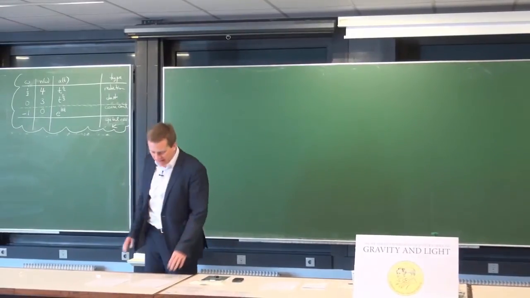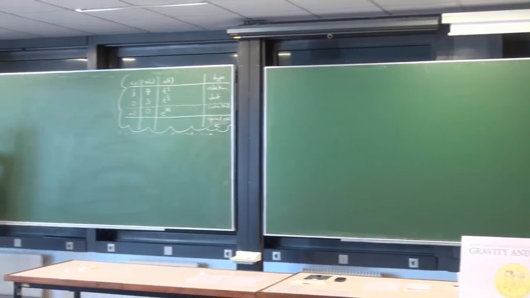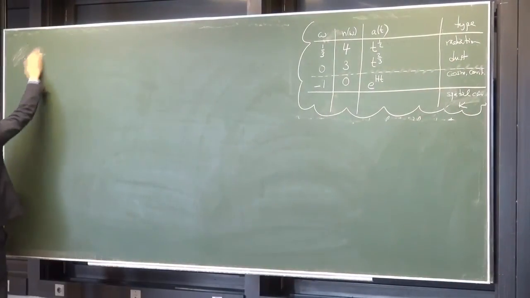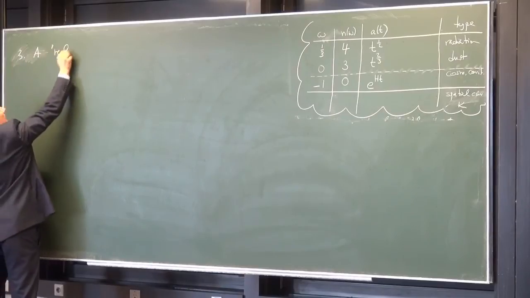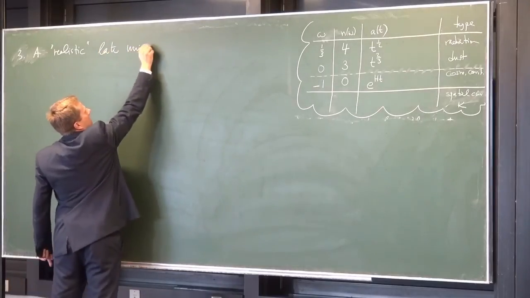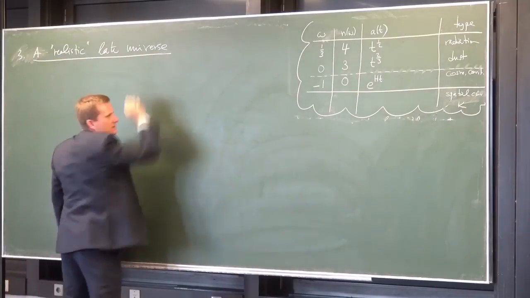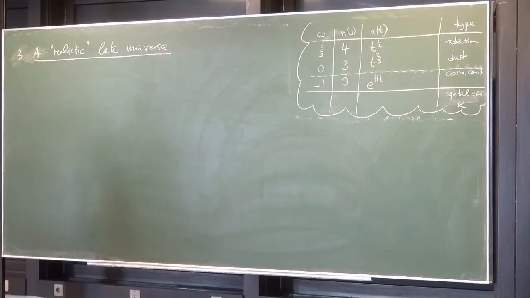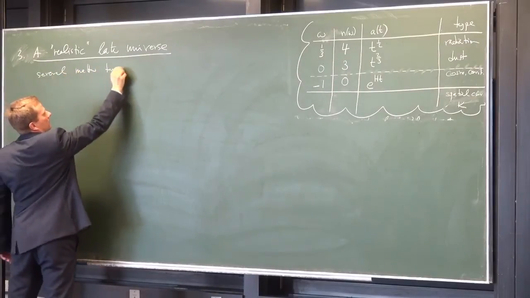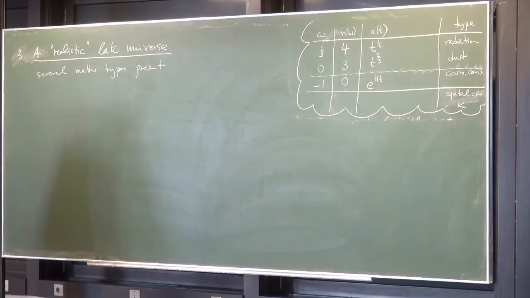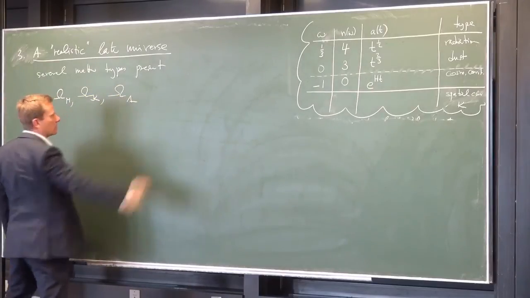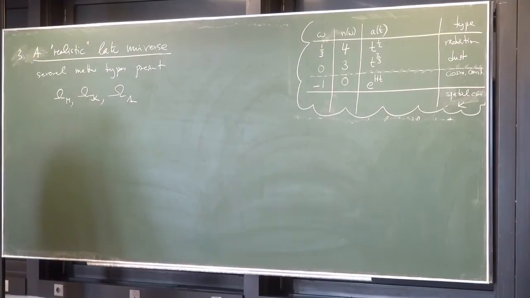So let's look at a realistic late universe. Well, I shouldn't say realistic, I should say a more realistic late universe. I mean, these are all toy theories, and they can be slightly refined. So a realistic late universe, several matter types present. So let's assume we have matter, spatial curvature, and a cosmological constant. Yeah, let's say that.